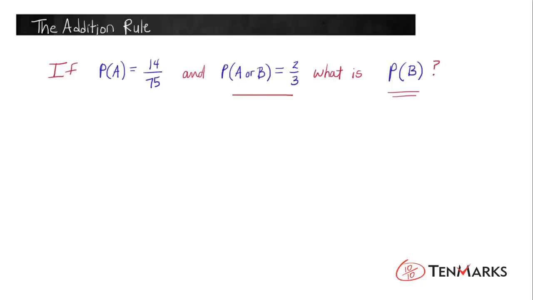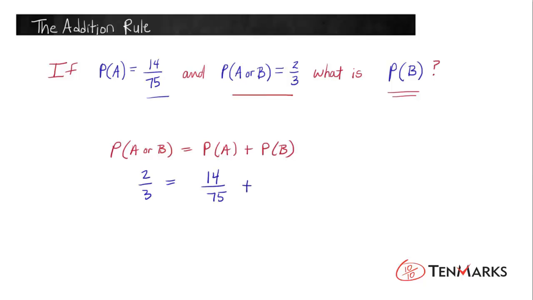We know that if A and B are mutually exclusive events, and in this question we're going to assume they are, then the probability of A or B happening is going to equal the probability of A happening plus the probability of B happening. Now let's fill in the numbers that we have. We have the probability of A or B happening is 2/3, and the probability of A happening is 14/75. The only thing that's missing is the probability of B, and I'm going to use the variable x here. So this is a linear equation with one variable.